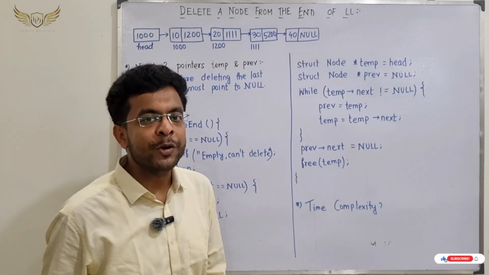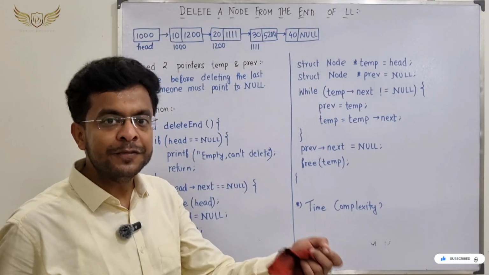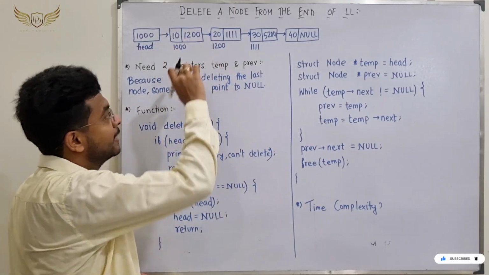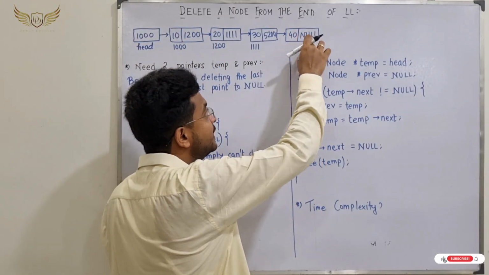So in this video, we're going to see how to delete a node from the end of a linked list. In the last video, we talked rigorously about deleting a node from the beginning of a linked list. Now in this video, what is our target? To delete the last node, to delete this node.